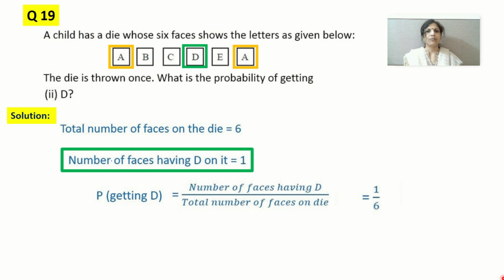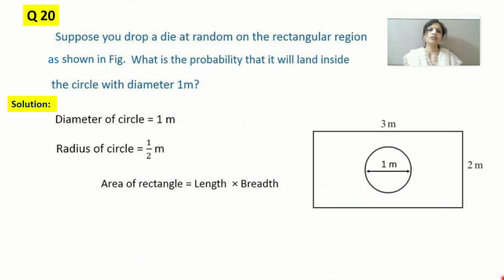Alright? Okay, moving ahead to the next sum. Our next sum is question number 20. Question is, suppose you drop a die at random on a rectangular region, which is shown in the figure. Please have a look at the figure. What is the probability that it will land inside the circle with diameter 1 meter? So little different sum, children, but very interesting. A die is thrown in a rectangular region. We have been asked what is the probability that the die will fall inside the circle.